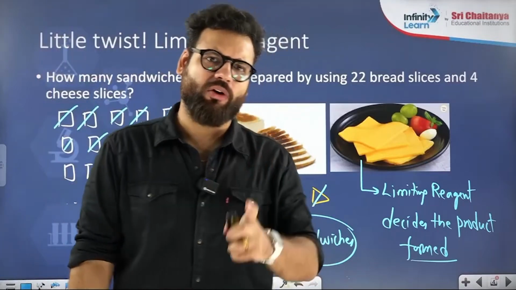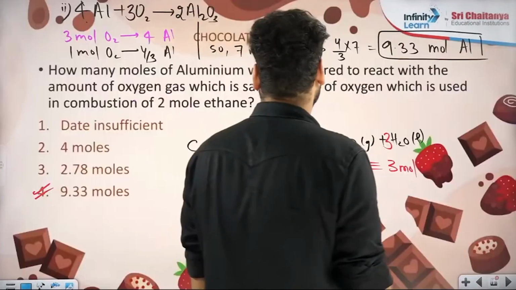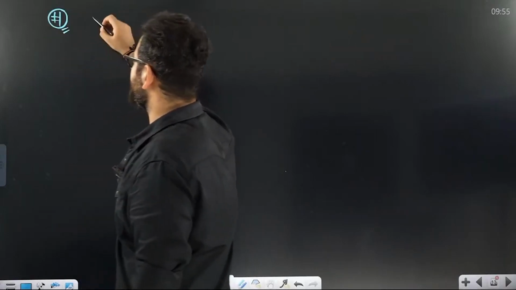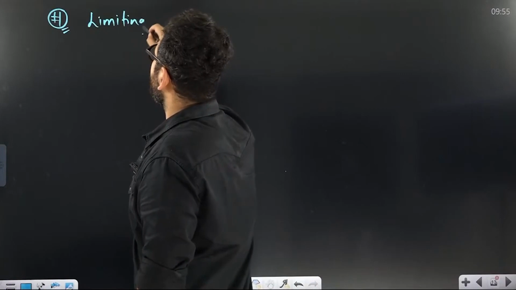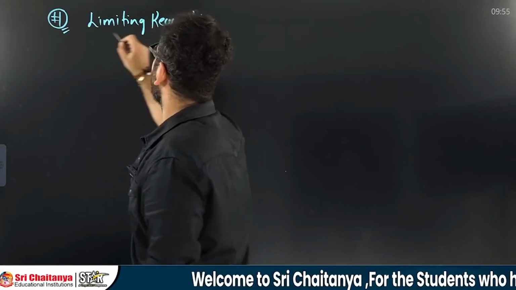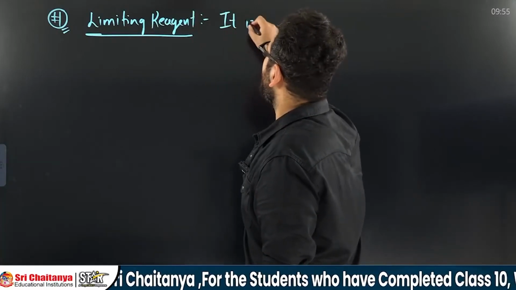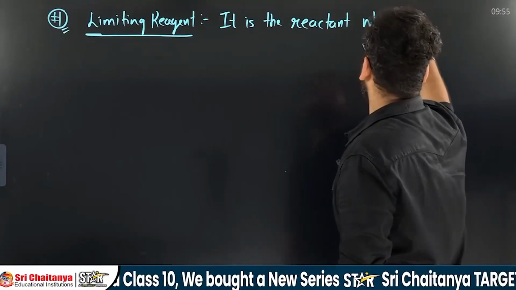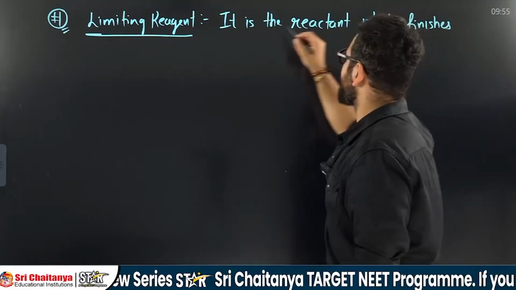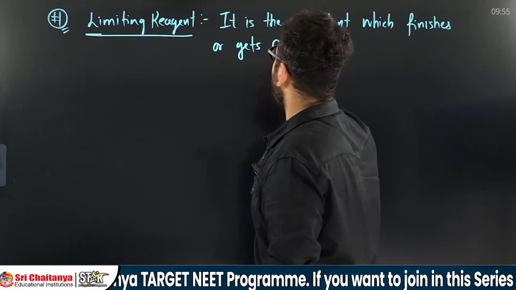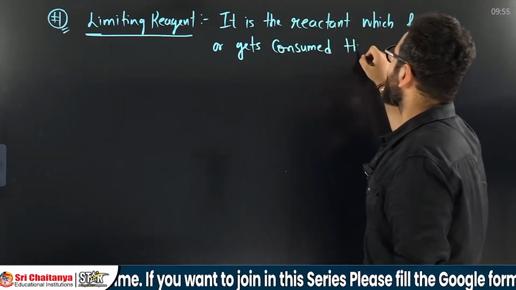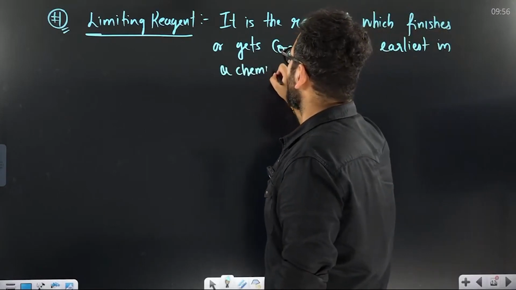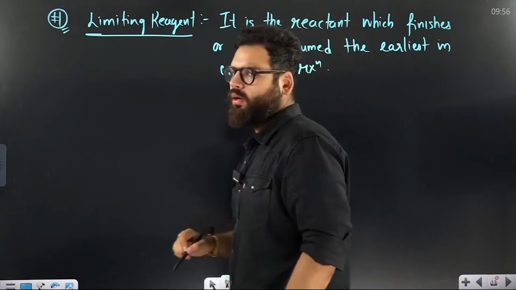Now how to find the limiting reagent? All of you see carefully. Now I will be talking about how to find the limiting reagent. So write down these things, all of you. Limiting reagent: it is the reactant which finishes or gets consumed the earliest in a chemical reaction.